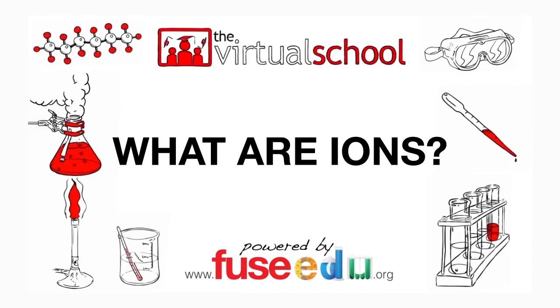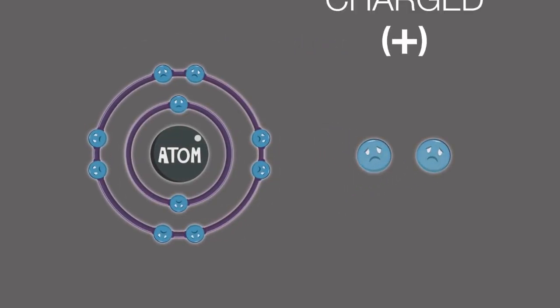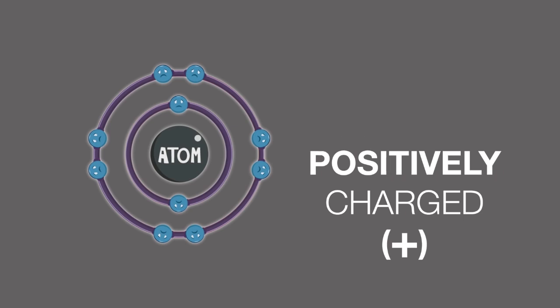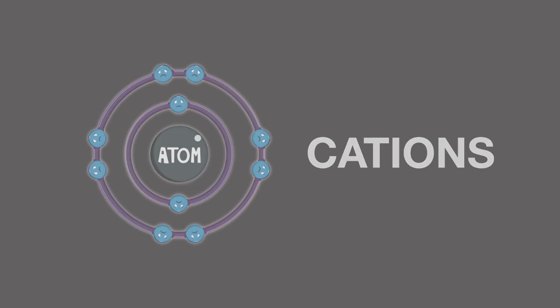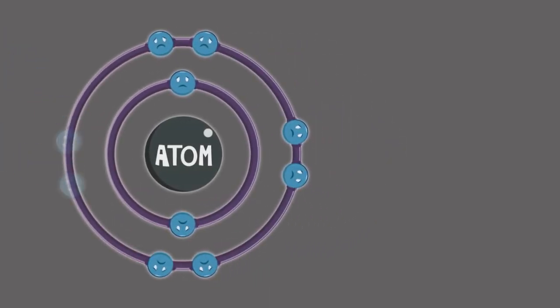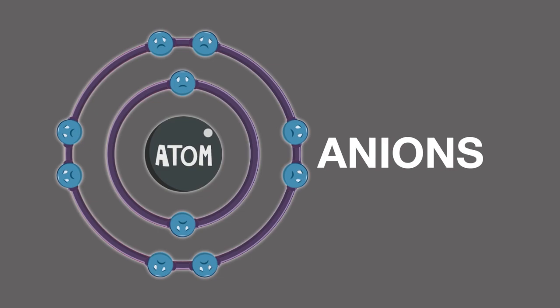What's an ion? We have an atom, and then what happens to an atom? It can become positively charged. When it becomes positively charged, it's called a cation. So we have cations, positively charged. An atom can also become negatively charged. How do we call a negatively charged ion? It's called an anion. An anion is negatively charged.